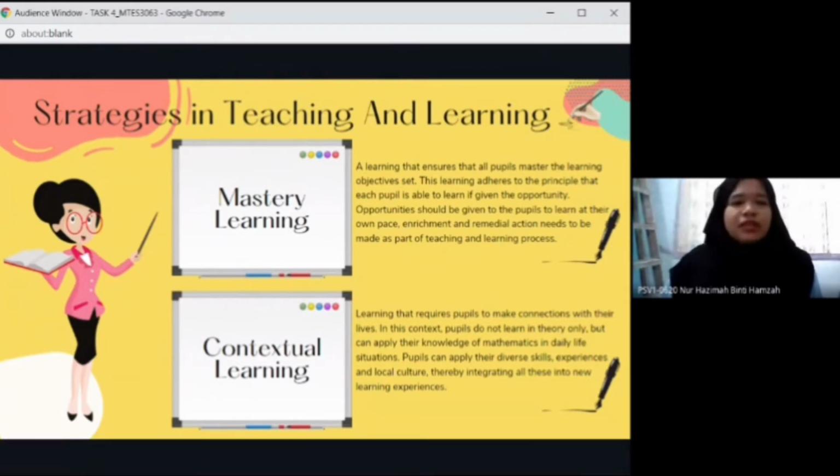Then the second strategy is contextual learning, which is learning that requires pupils to make connections with their life. In this context, pupils do not learn in theory only, but can apply their knowledge in mathematics in daily life situations. Pupils can apply their diverse skills, experience, and local culture, thereby integrating all this into new learning experience.